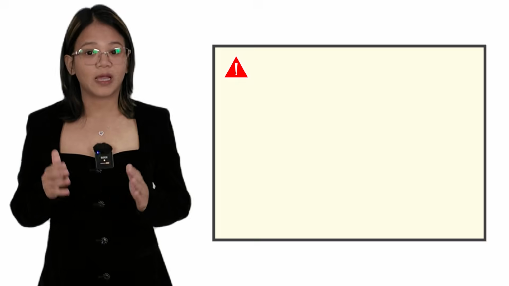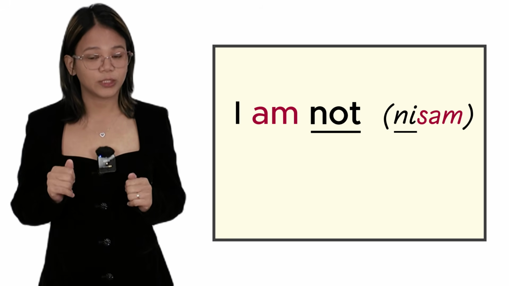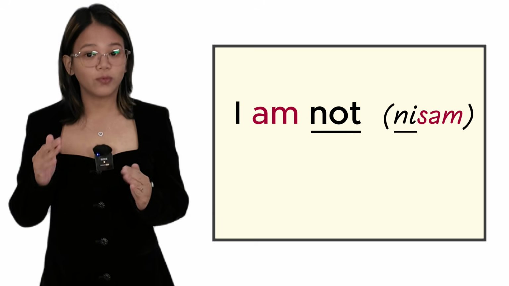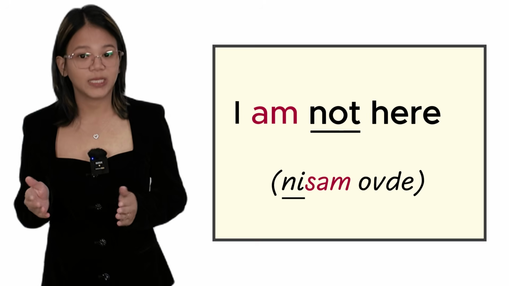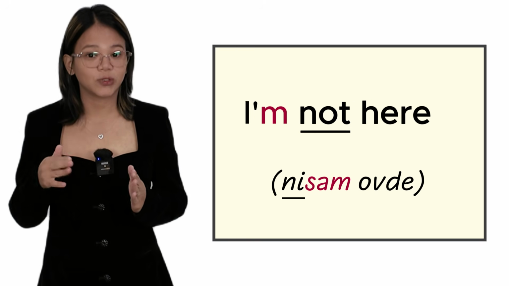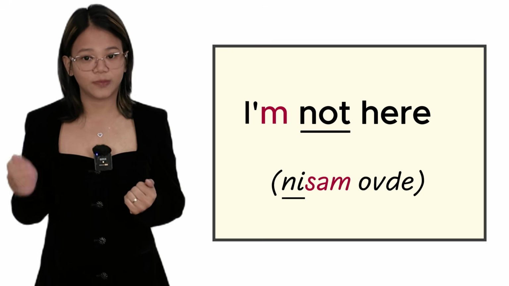Jedna napomena. Am not se ne skraćuje na isti način. Ne kažemo am't, to ne postoji. Za I am not u govoru koriste pun oblik. I am not here. Skraćujete I am u I'm, ali not ostaje kao zasebna reč.